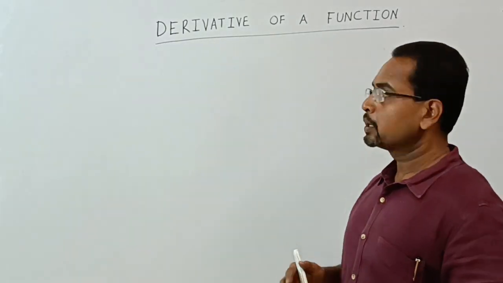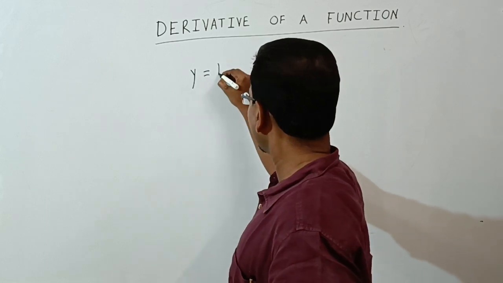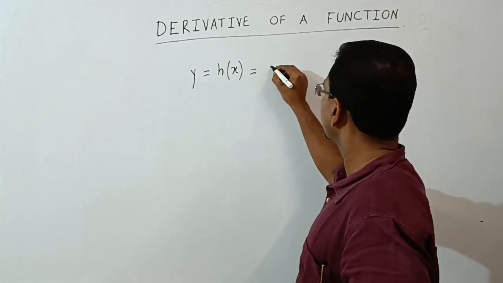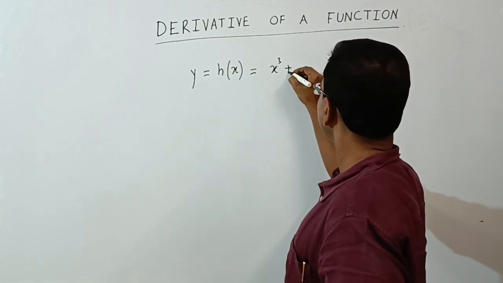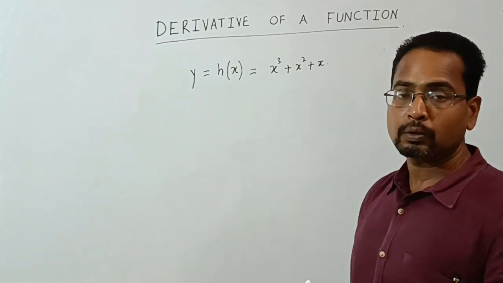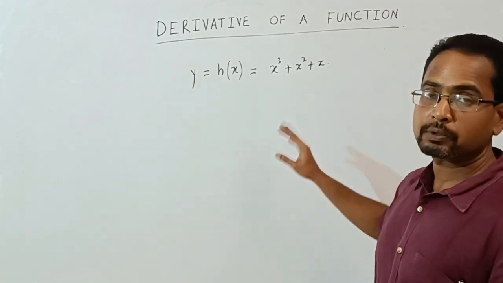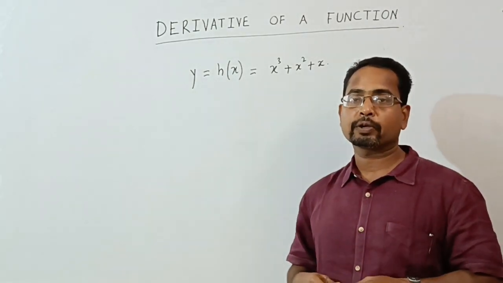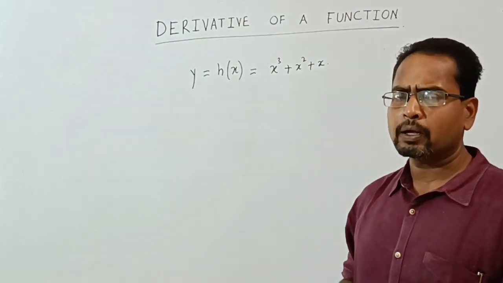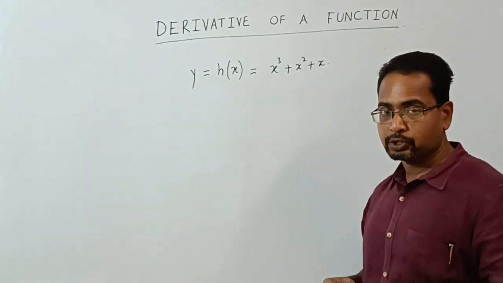Well, now we will have a function, suppose y is equal to h(x), and that is equal to x cube plus x square plus x. So now we have a polynomial where we have more than one term. In the first few sums that we have done, we had algebraic expressions where only one term was there, but now we have three terms. Now in this case, how to differentiate this?